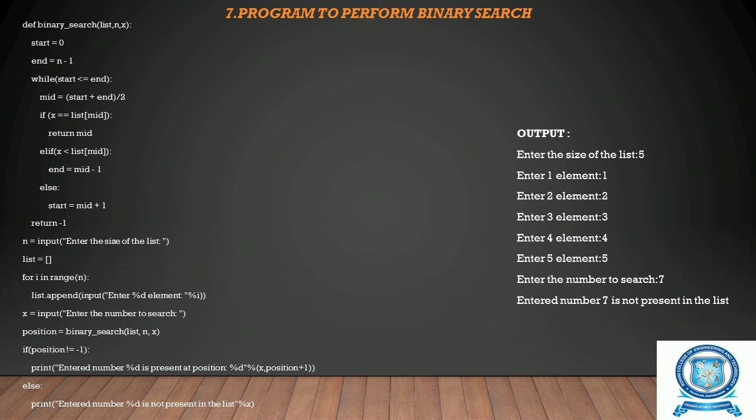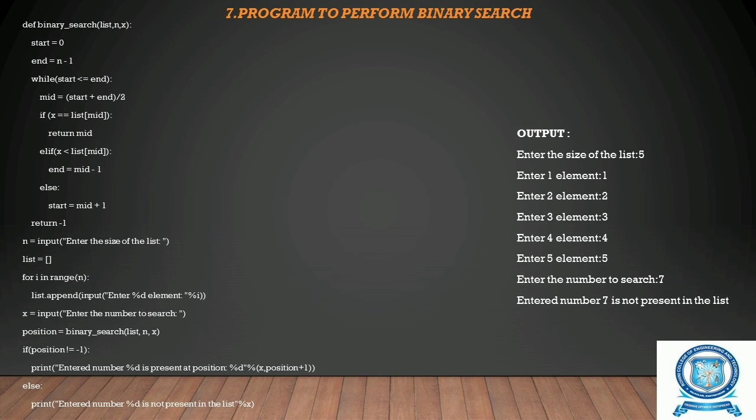Then we enter the size of the list, and we initialize the empty list as usual, as we have done in our previous programs. Then we append all the elements one by one in the next statements. Then we enter the number to search as x. Then position is equal to binary search of list comma n comma x. This is the function call, and list comma n comma x are the parameters we are passing to the function definition.